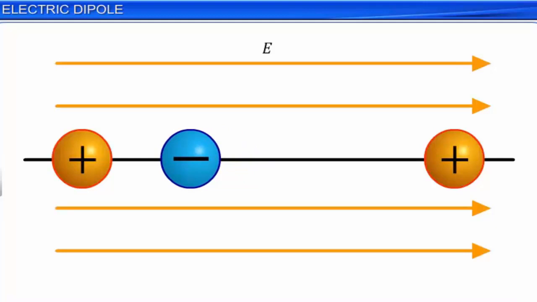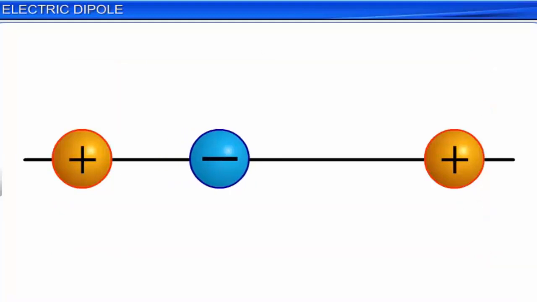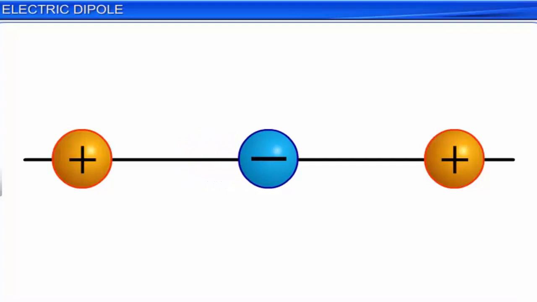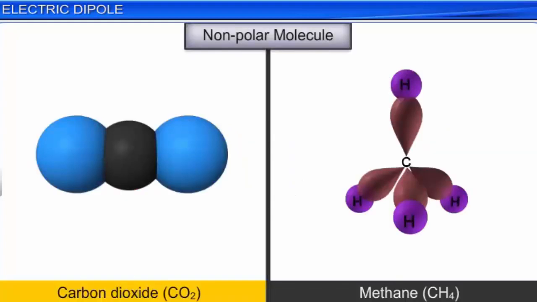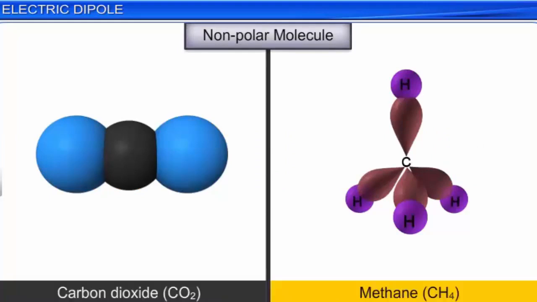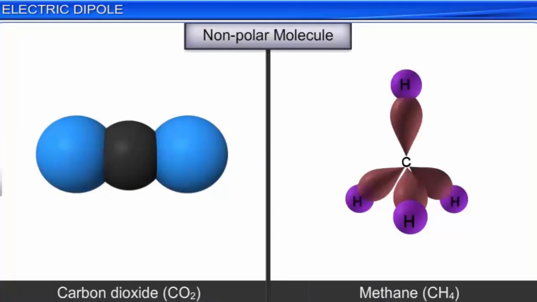of the electric field. This motion of the charges now sets up an induced dipole moment for the molecules, and the molecules are said to be polarized. When the external electric field is removed, the polarization disappears. Hence, the induced dipole moment also vanishes. Carbon dioxide, CO2, and methane, CH4, are examples of such non-polar molecules.